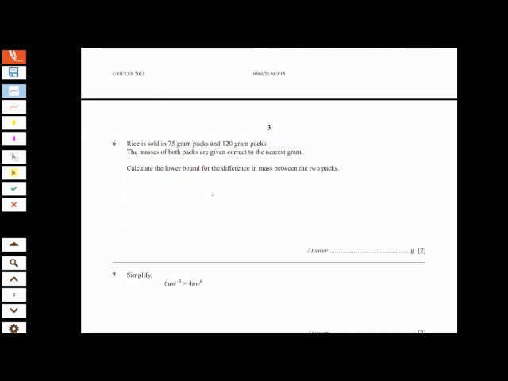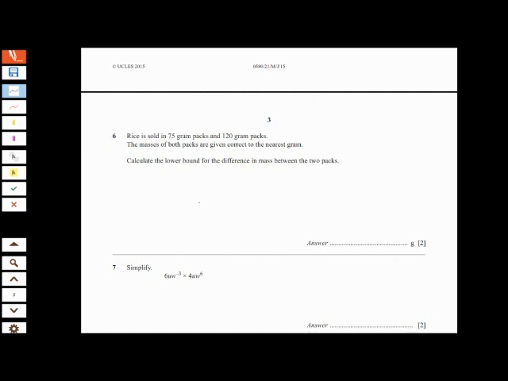Rice is sold in 75 gram packs and 120 gram packs. The masses of both packs are given correct to the nearest gram. Calculate the lower bound for the difference in mass between the two packs. Alright, so this is a lower bound, upper bound question. All you have to do is write lower bound here, upper bound here, and write the values in the middle. It says here to the nearest gram. So the lower bound would be 74.5 and 119.5. The upper bound would be 75.5 and 120.5.